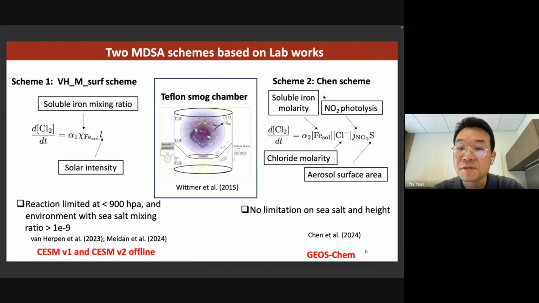The second parameterization is the TEN scheme, which parameterizes the chlorine production rates based on soluble iron molality, chloride molality, nitrogen dioxide photolysis, and aerosol surface area. Since they have several constraints, they do not limit this reaction to the surface and to the sea salt condition. Both parameterizations are based on the chamber study by Wittmer in 2015. The TEN parameterization was applied in GEOS-Chem and was evaluated over a continental site in northern China.